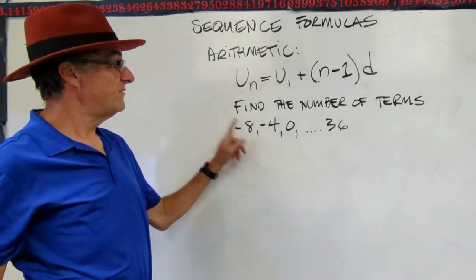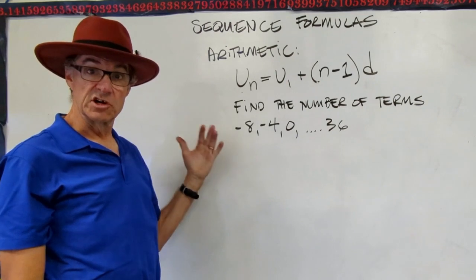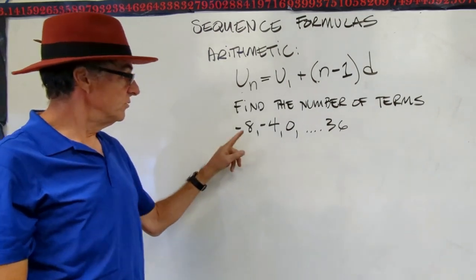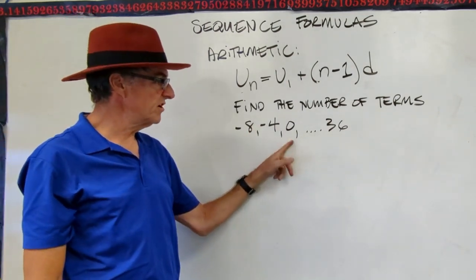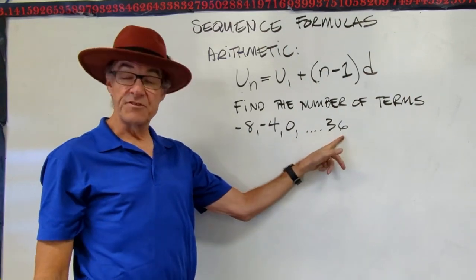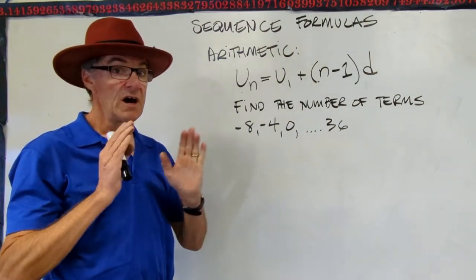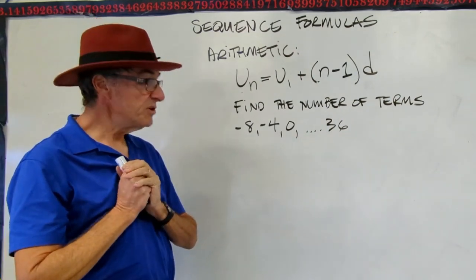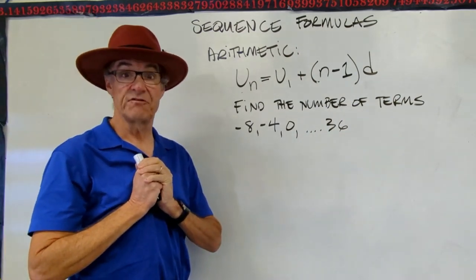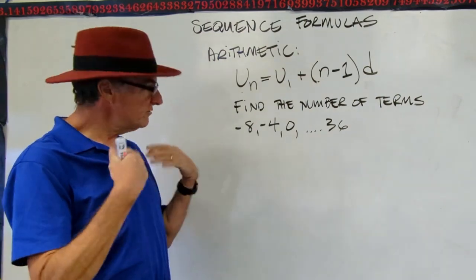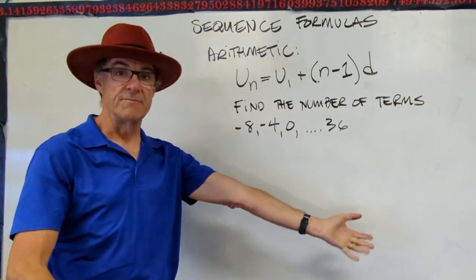Here's another type of problem that you might see. So now we have find the number of terms. So this is a finite sequence. We start at minus 8, we go to minus 4, 0, and we end at 36. It wants you to know the number of terms. Now, I want to caution you. It's pretty easy to solve this one on your fingers. You can just start counting. We're just adding 4 each time.